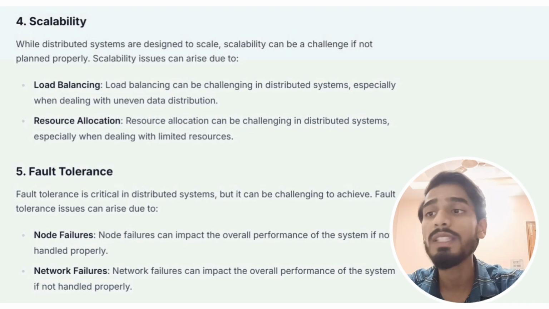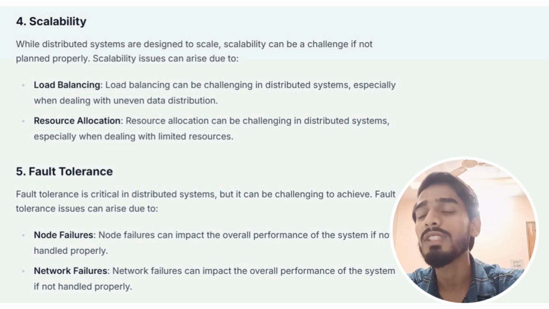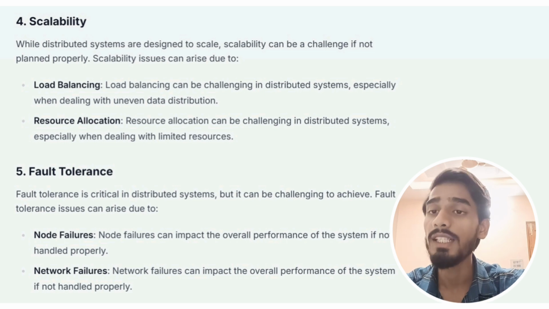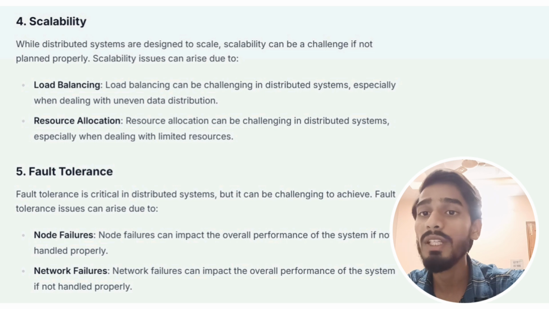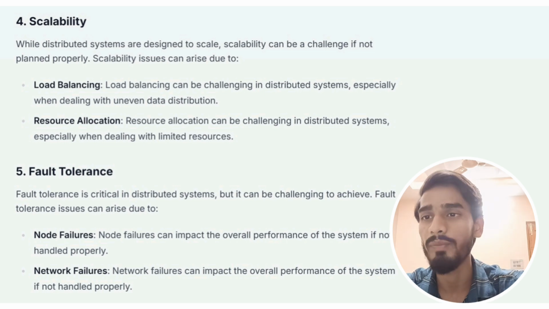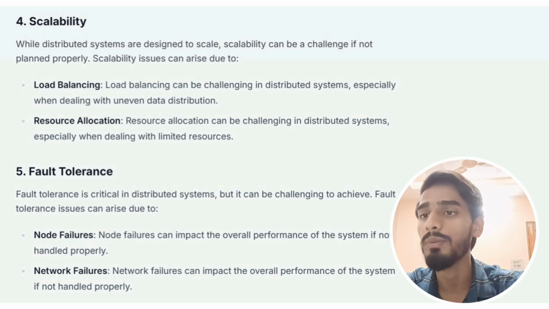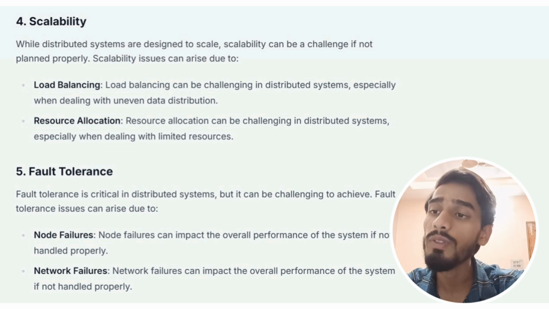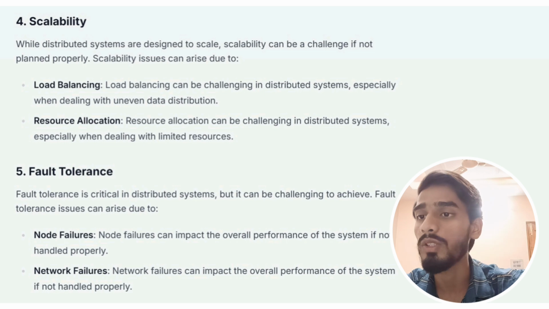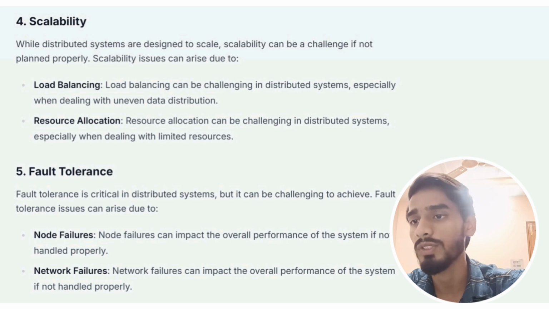Fourth challenge will be scalability. While distributed systems are designed to scale, scalability can be a challenge if not planned properly. Scalability issues can arise due to load balancing. Load balancing can be challenging in distributed systems, especially when dealing with uneven data distribution. Next will be resource allocation. Resource allocation can be challenging in distributed systems, especially when dealing with limited resources.